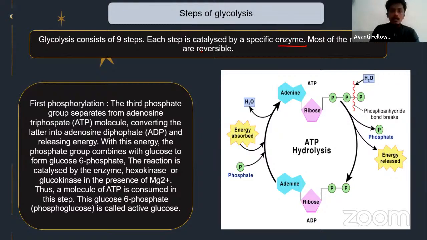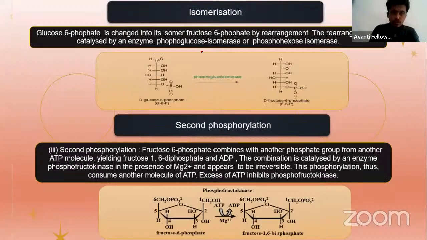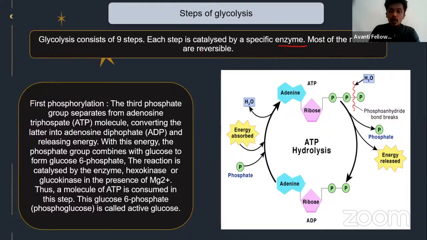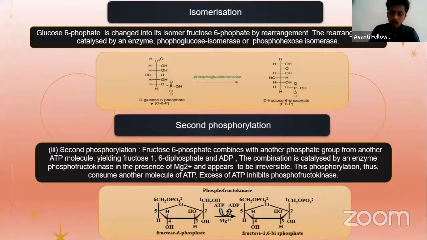So first, what happens here? We have glucose, and to the glucose molecule, a phosphate is added. That converts glucose into glucose 6-phosphate. You can see here in the structure, 1, 2, 3, 4, 5, 6, 6 carbon atoms are there. You can see that a phosphate molecule is attached. So glucose is converted into glucose 6-phosphate by an enzyme called hexokinase.